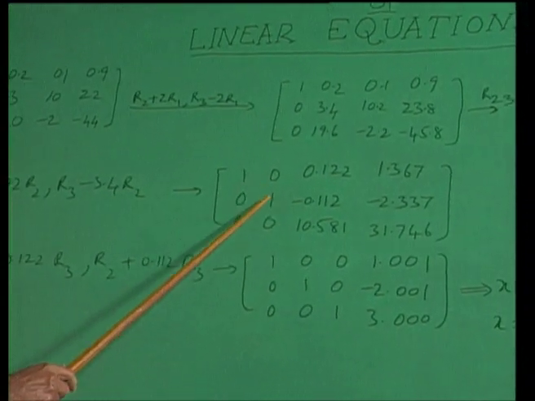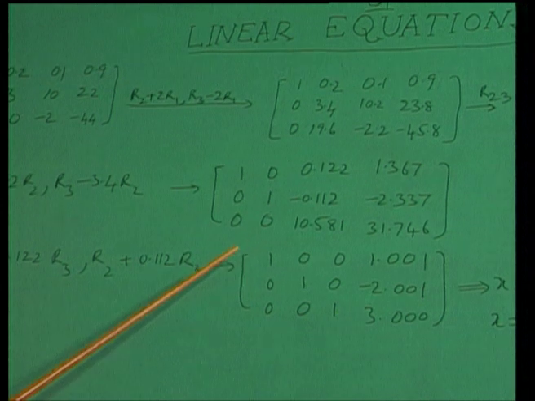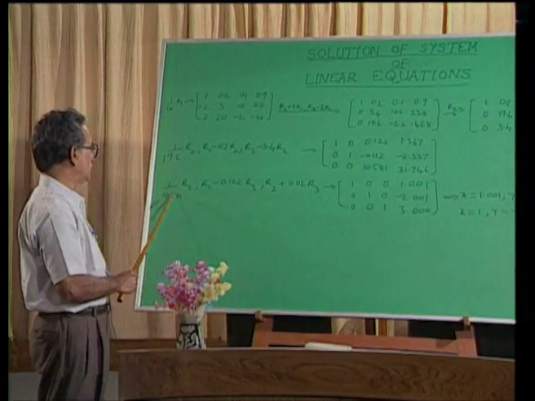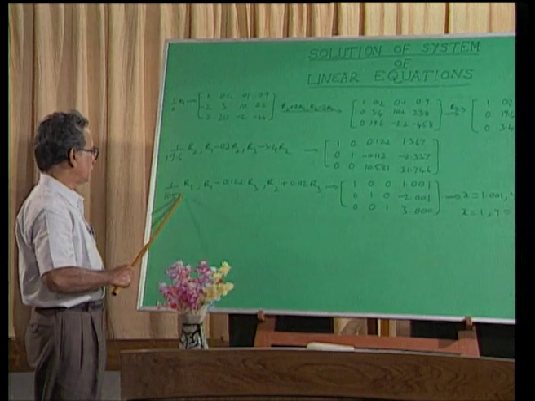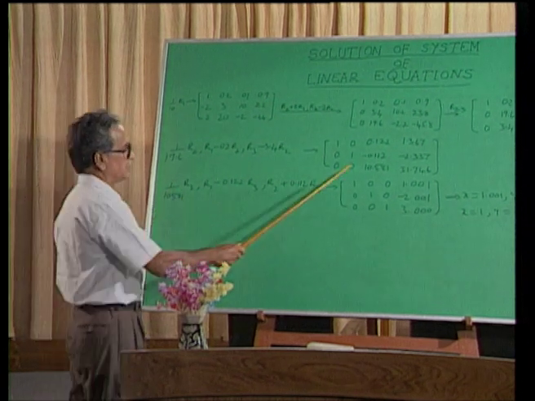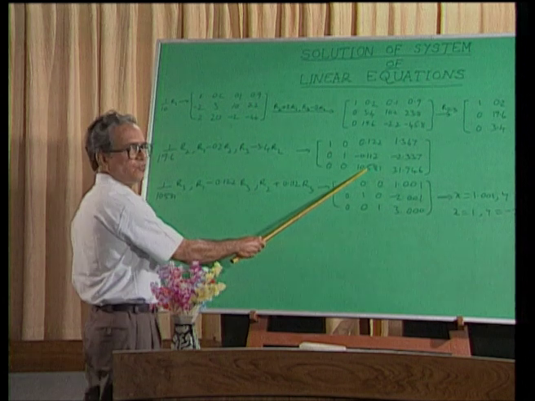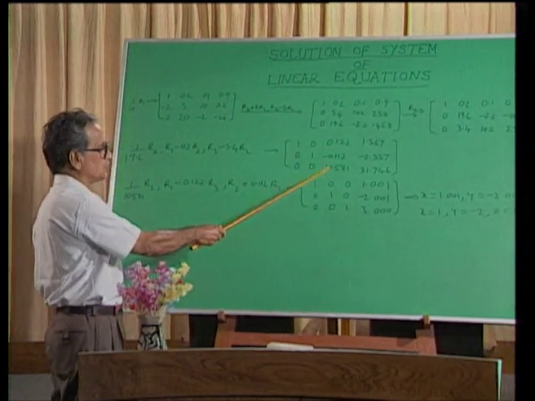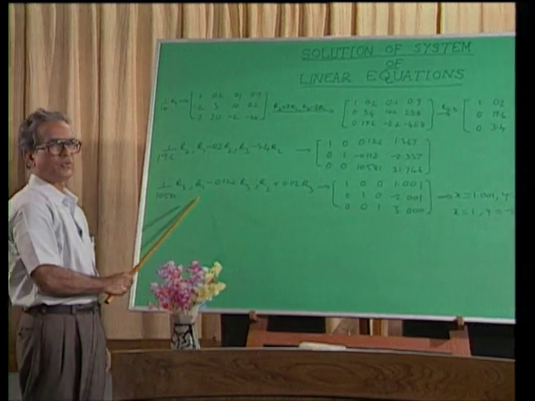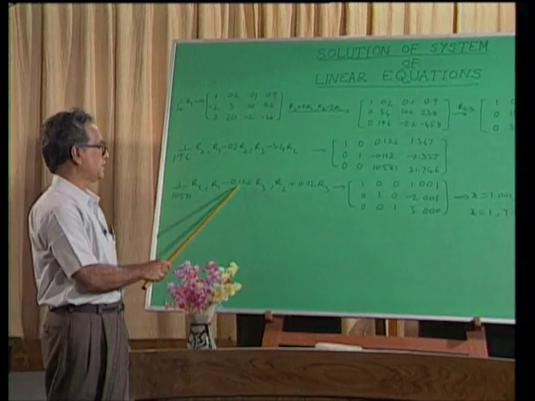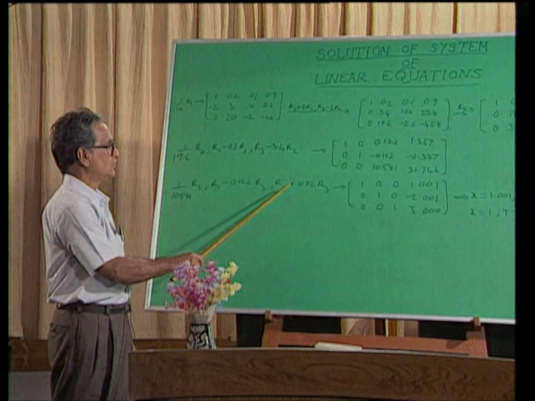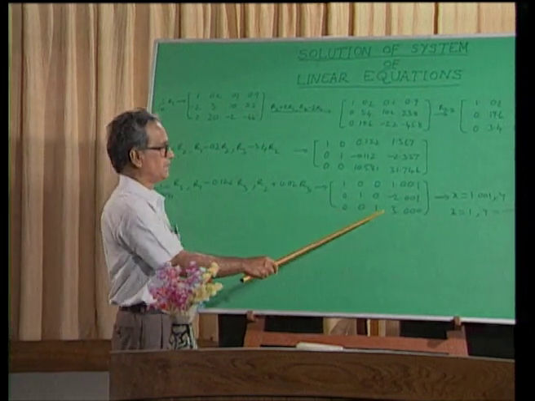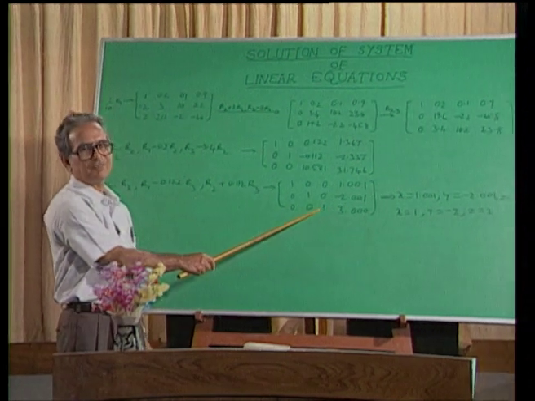Second column has 0, 1, 0. Now, we have this 10.581 in the third row pivot. We perform 1/10.581 into R3, thereby this becomes 1. Using this 1, we make the other elements in that column zeros by performing the row operations R1 minus 0.122 into R3, R2 plus 0.112 into R3, thereby we get this. Now, this is the final form of the augmented matrix.